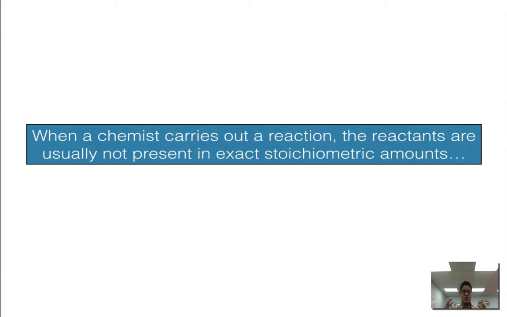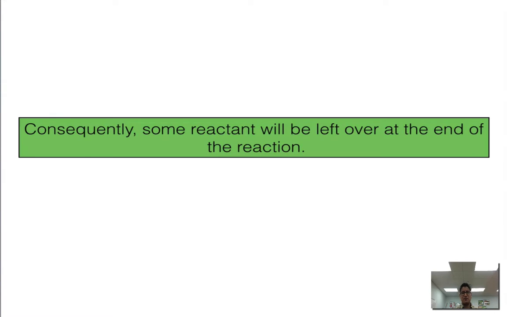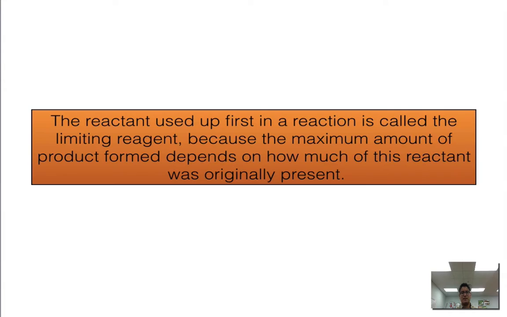Because you're talking about such an enormous amount of elements involved in each of your compounds, like I said, you're not going to get all of them to react. There's always going to be something left over. So some reactants will be left over at the end of the reaction. Now this is important: the reactant that is used up first in the reaction is called your limiting reagent. If one reactant is used up, another one is not used up completely, and that will be your excess reagent.